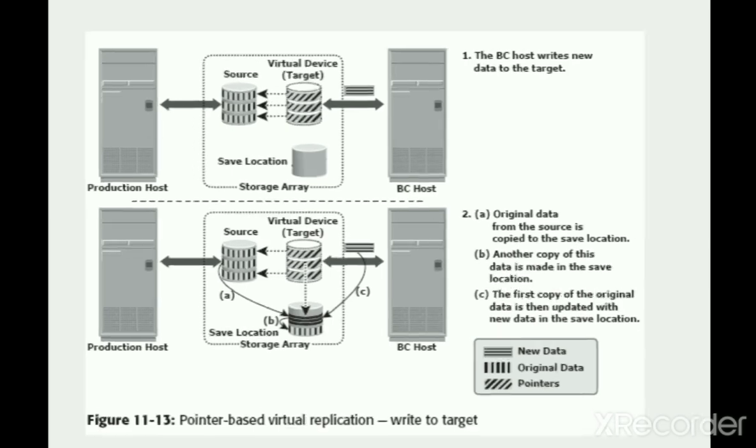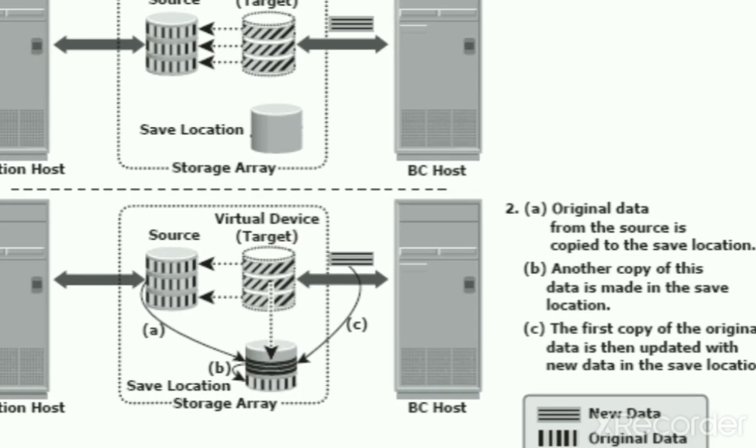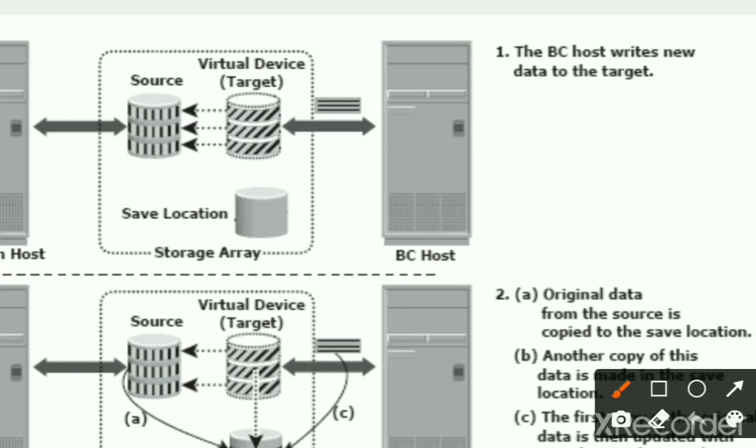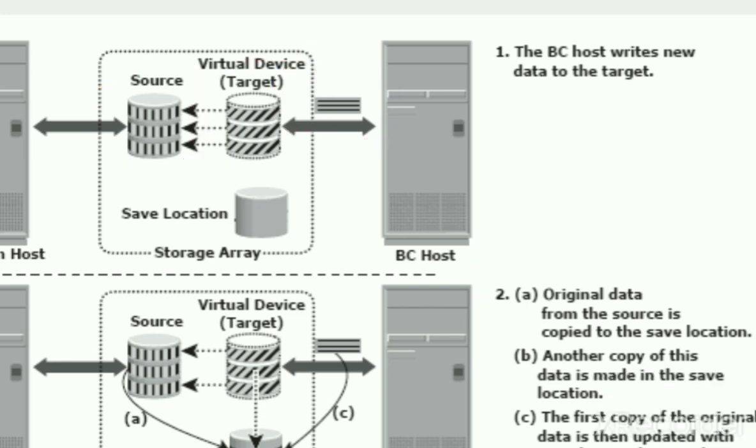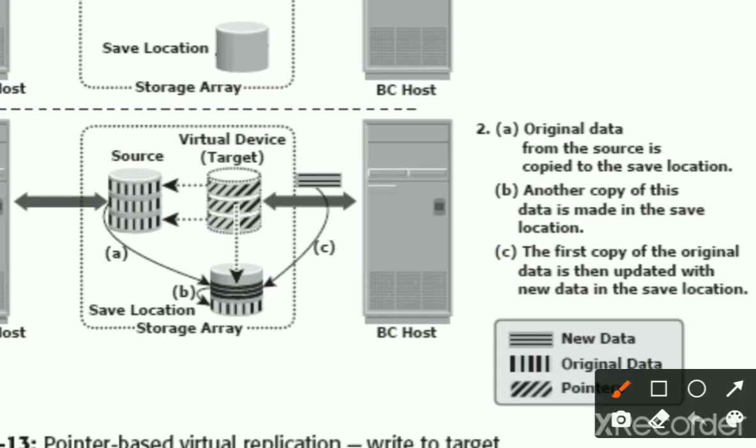Now whenever I want to write to the target, you can check here also at the source and the target. From the source, the data is pointed to using the target, all the pointers are available, and the new data is coming from the host side. So what happens is that whenever a new request comes at the target side, first the source data that is needed is copied, and for that the target has the pointer pointing, and that is stored in the virtual device.